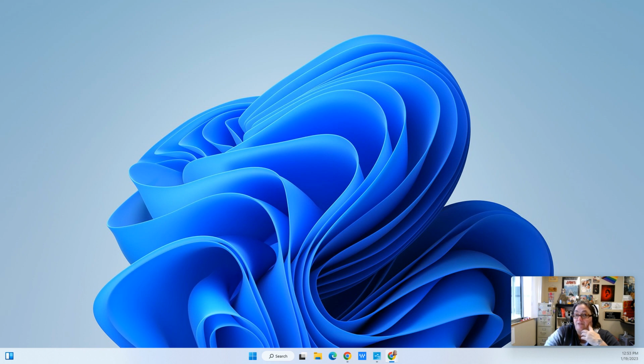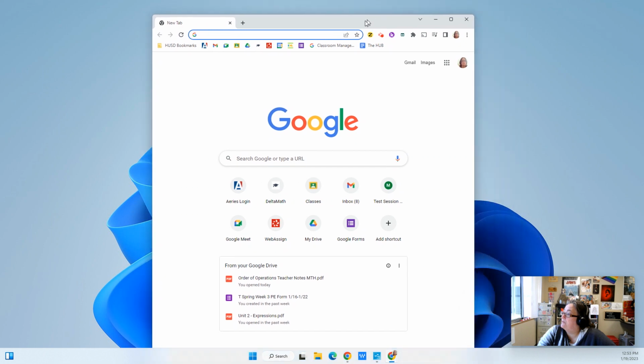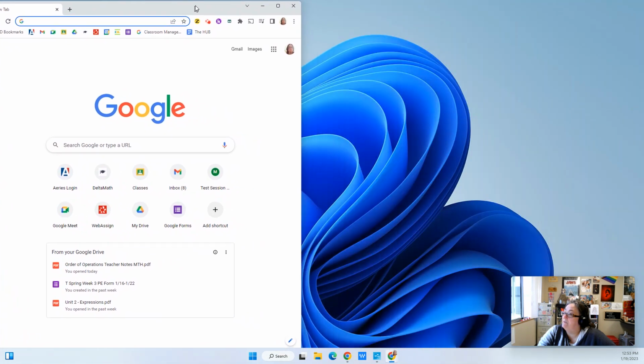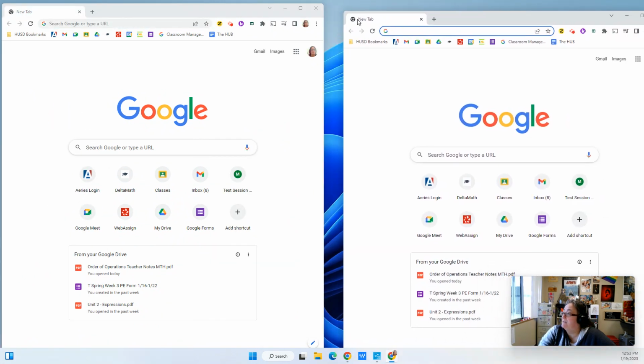Not everything's closed. Is it still sharing screen? Yes. Okay, well, I will forget that part. I will just bring another screen over and see if I can make it work. There we go.